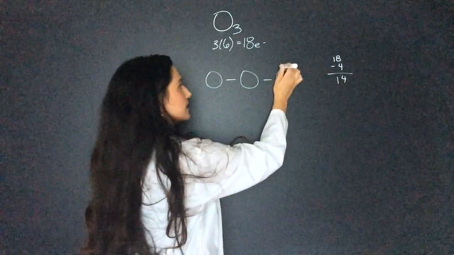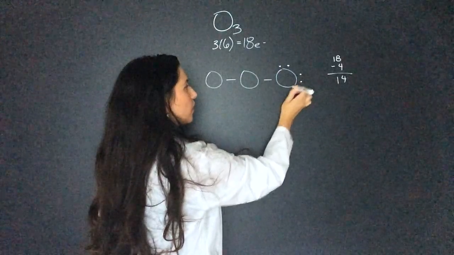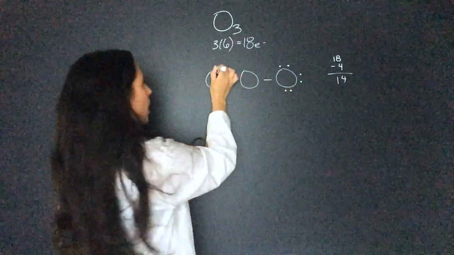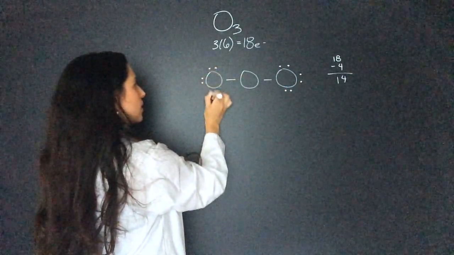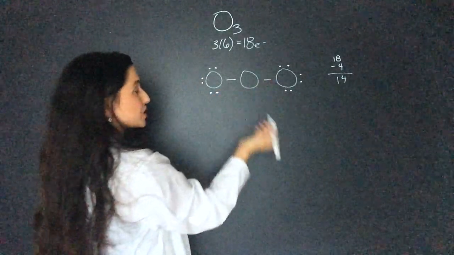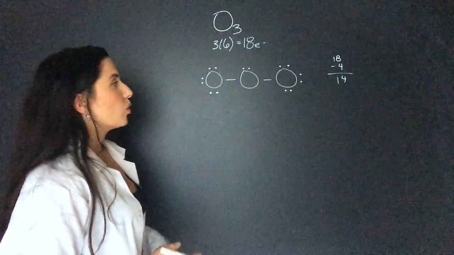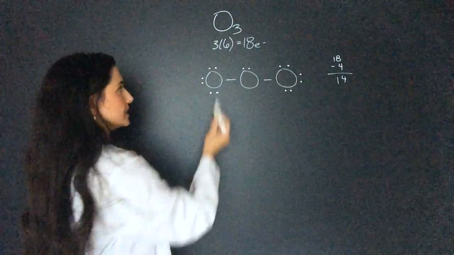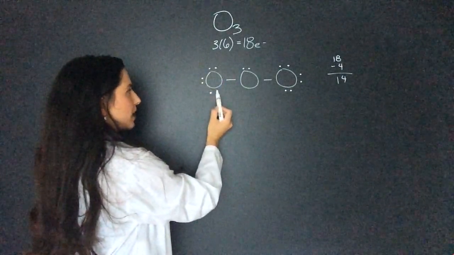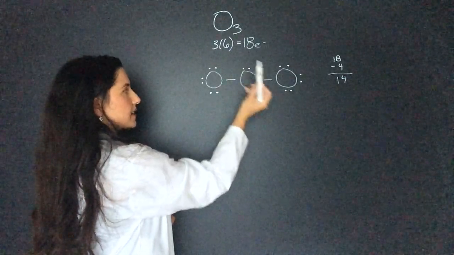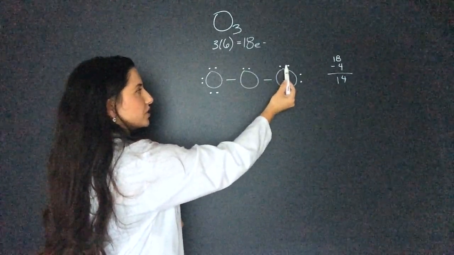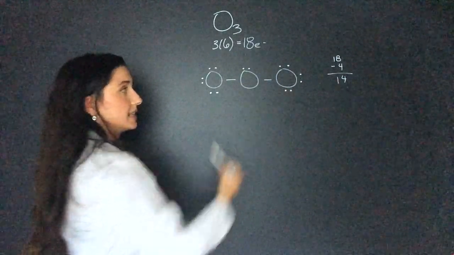I'll put 6 here, I'll put 6 here. So that's 12, and then I'll put 2 over here. So altogether, let's make sure I have 18. 1, 2, 3, 4, 5, 6, 7, 8, 9, 10, 11, 12, 13, 14, 15, 16, 17, 18. So I'm good.